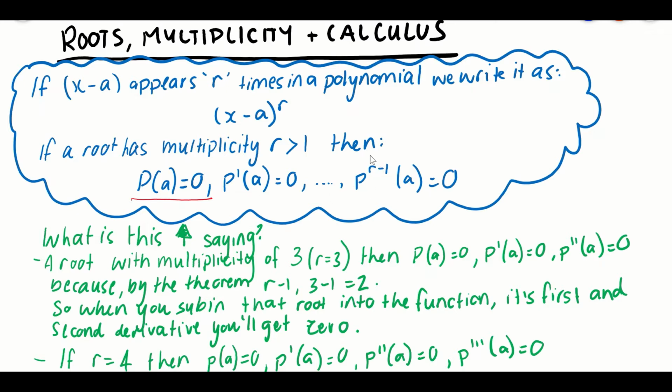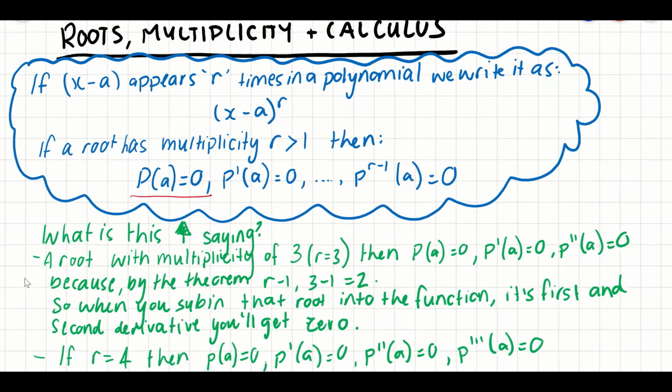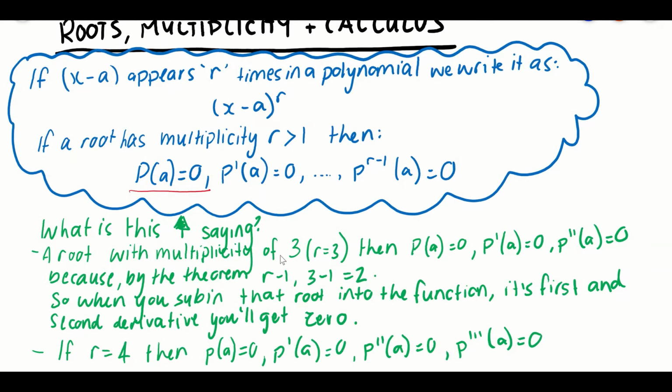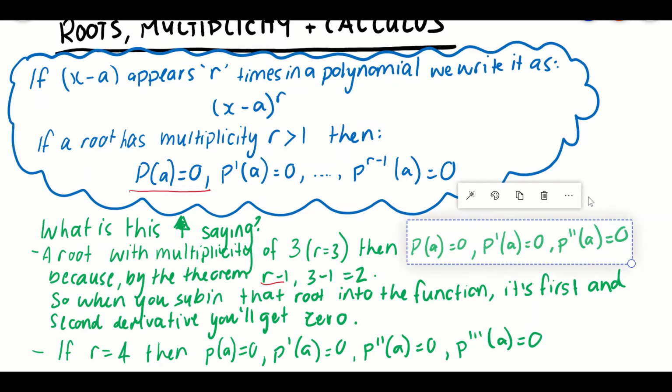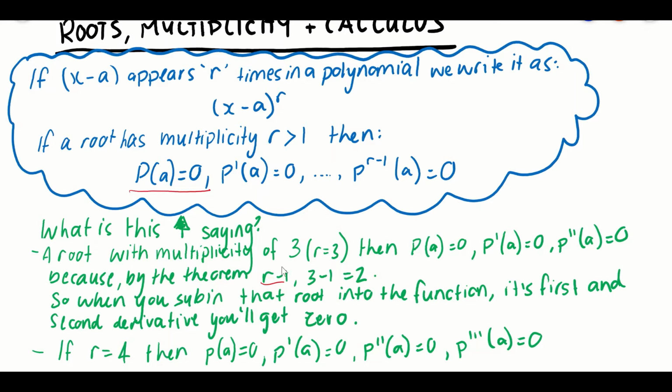Whatever the multiplicity is, take 1 away, and that's how many derivatives, when you sub that factor into the derivative, you'll get 0. I've written here in green just some examples of that. If we have a root that has multiplicity of 3, then when you sub it into the original, the first and the second derivative, you'll get 0. Following the r minus 1 theorem, 3 minus 1 is 2, which means you go up to the second derivative. Same thing if you have a multiplicity of 4: r minus 1 would be 3, so the third derivative, and they all give you 0.